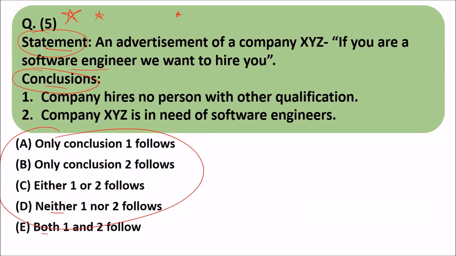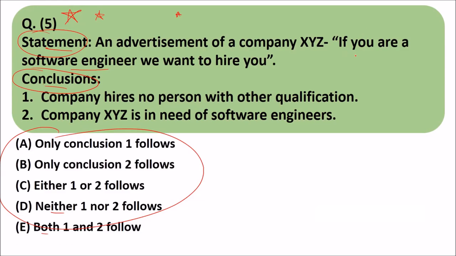What are the conclusions based on the statement? 1. Company hires no person with other qualification. 2nd, company XYZ is in need of software engineers. Now let's take a look at the first conclusion. Company hires no person with other qualification.